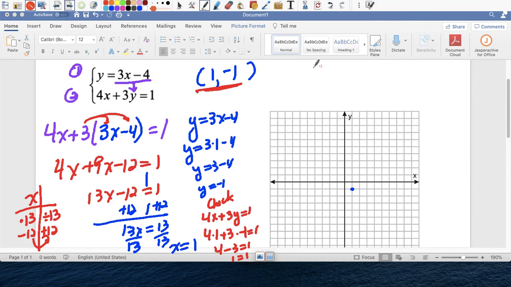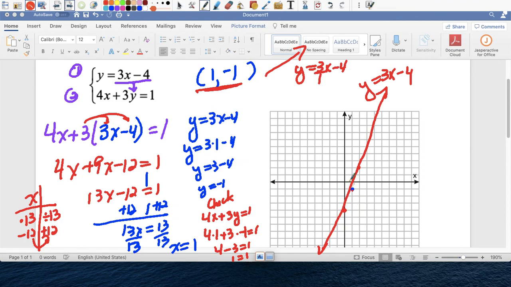So let's graph them. The first one I can graph very easily. Y equals 3x minus 4. Negative 4 is my y-intercept, so 1, 2, 3, 4. My slope is 3 over 1. It's positive, so it's a line that's going to go up. So it's 3 up, 1 to the right. So you can tell 1, 2, 3, and 1 to the right. So my first equation is this.